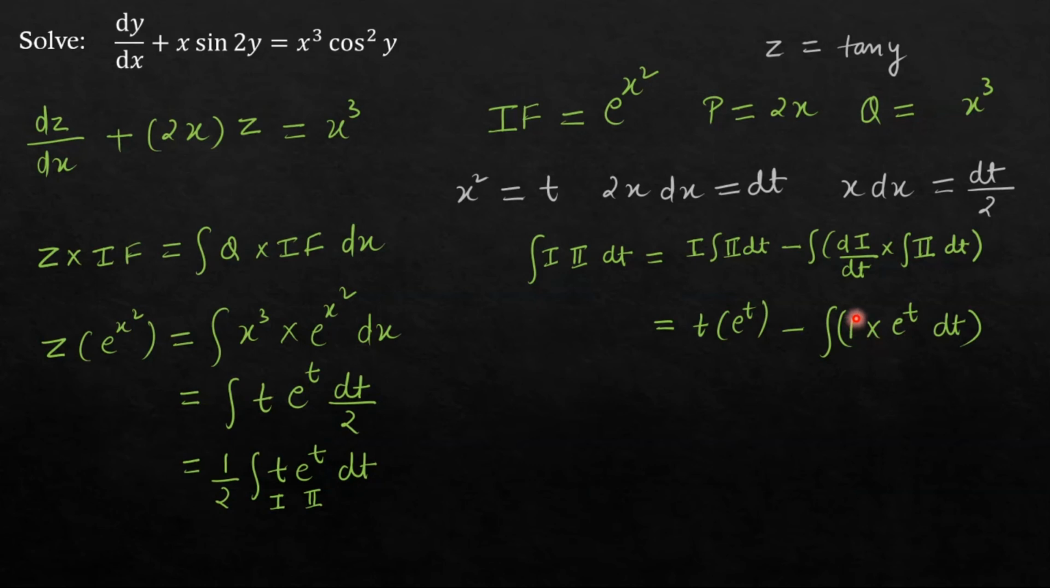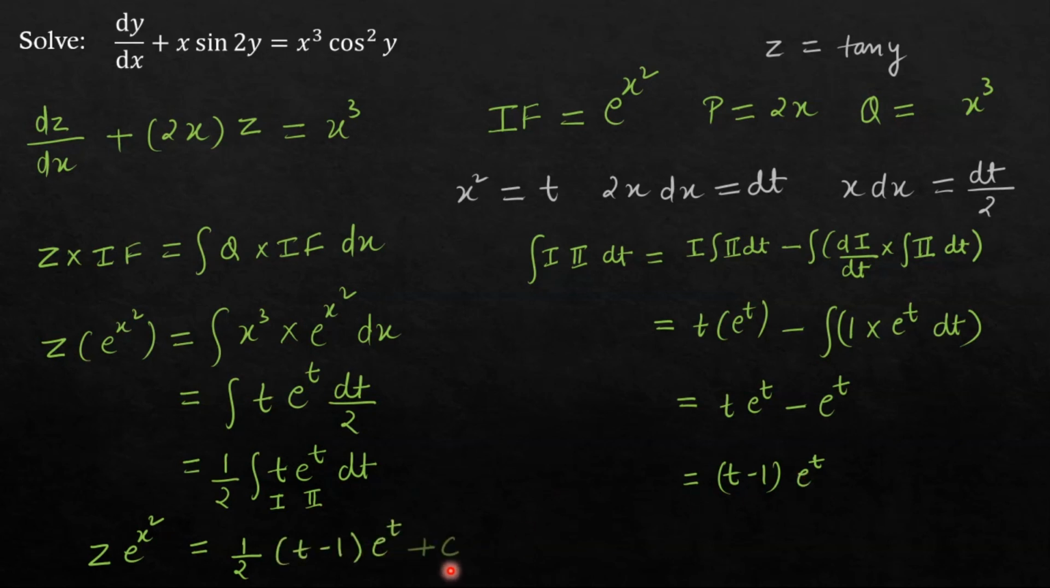Now we need to integrate this function, 1 into e raised to the power t, that is e raised to the power t. So we get t into e raised to the power t minus e raised to the power t. This is the integration of this function, which is equal to t minus 1 into e raised to the power t. Now put the value, you get z into e raised to the power x square is equal to half into t minus 1 e raised to the power t, plus integration constant c.